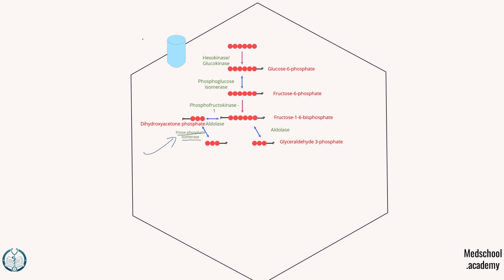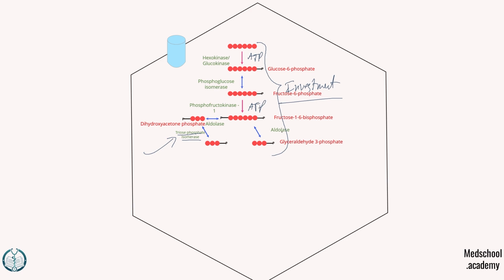So far, this phase from here to here is considered the investment phase. From the next stage onwards, it will be considered the yield phase because we're getting energy in return. Here, we invested ATP right here, and we invested ATP right here. So what's the next step?